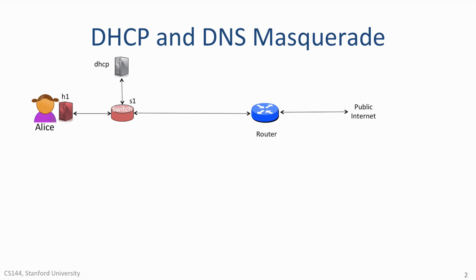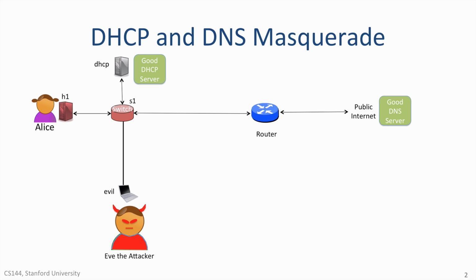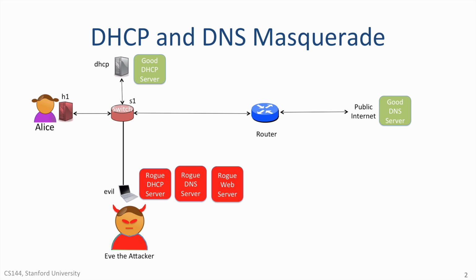In our demo, 3 hosts are connected to switch S1. Host H1 is Alice's machine, which is running a good DHCP client. The host DHCP runs a good DHCP server. The DHCP server configures Alice's machine to use a good DNS server out in the internet. Host Evil is run by Eve the attacker and runs a rogue DHCP server, a rogue DNS server, and a rogue web server.